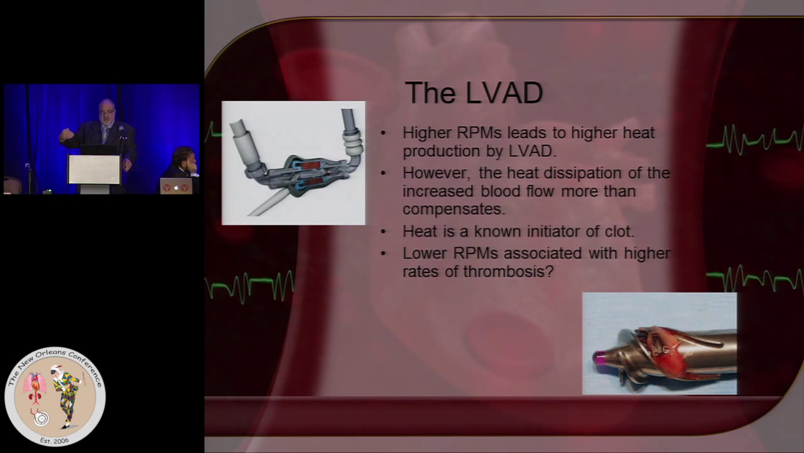So an important reason to keep the RPMs lower: fill the ventricle, open the aortic valve, hopefully decrease root thrombosis and decrease destruction of the valve. Now to the VAD itself.